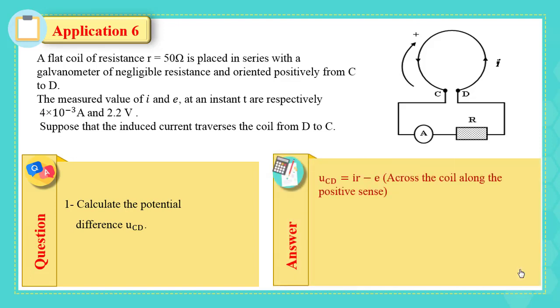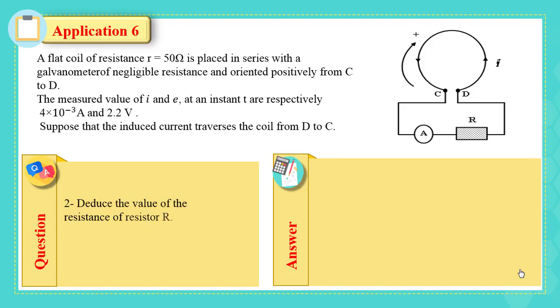UCD equals Ri minus E across the coil along the positive sense. Since I is opposite to the positive sense, we substitute I in its negative value. And since E and I have the same signs, E is also substituted in negative value. The expression of UCD becomes equal to minus 4 times 10 to the power minus 3 multiplied by R, the internal resistance of the coil, which is equal to 50, minus 2.2, equal to 2 volt.